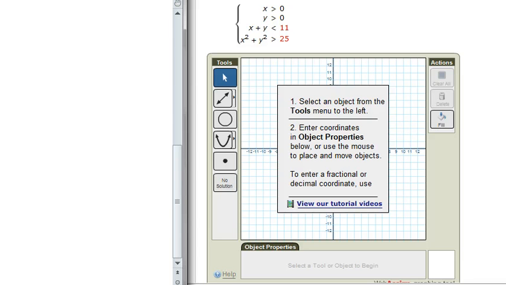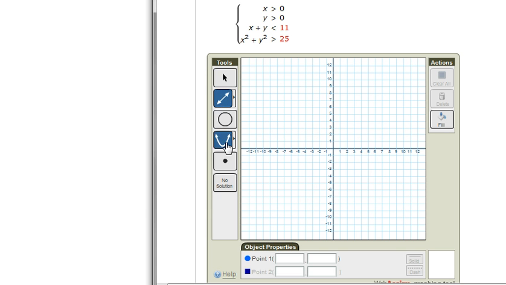Here we're going to graph the solution to the system x greater than 0, y greater than 0, x plus y less than 11, and x squared plus y squared greater than 25. And so as you look at this, you first of all realize that it's going to give us a region that is restricted to part of the first quadrant because of the x greater than 0 and y greater than 0. So let's get those two axes in there.